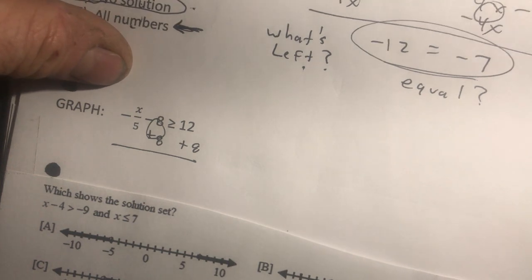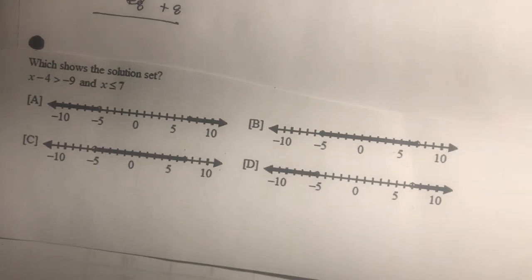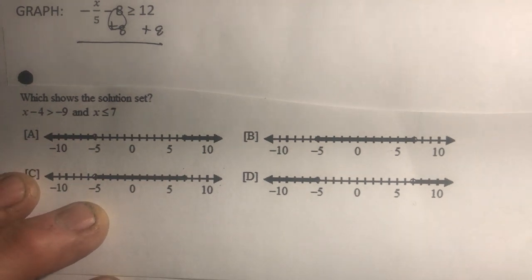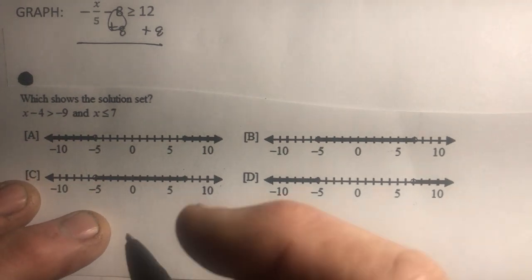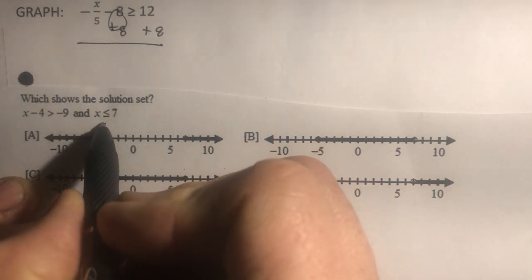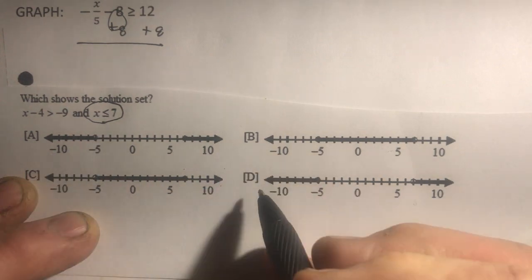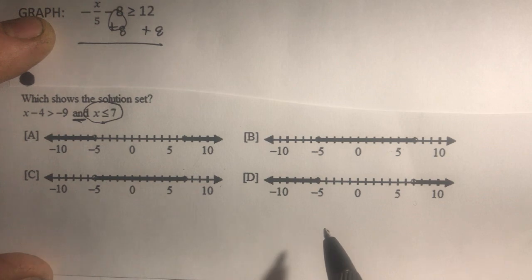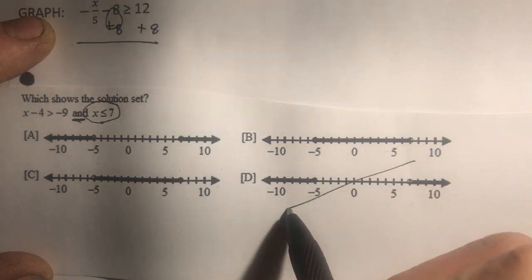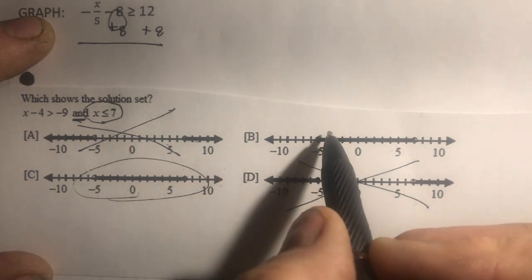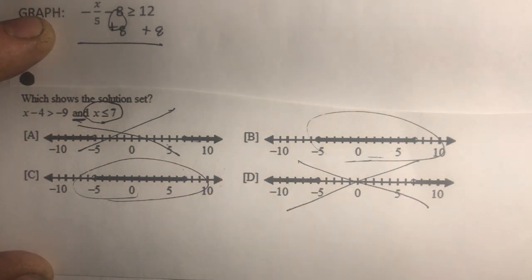Now let's go to this next one. This one has multiple choice, which shows the solution set here. Right there we got x is less than or equal to 7. If I look at that and see how this says and, that tells me they're going to connect. So this one here is wrong and this one here is wrong because they don't connect. It's going to be one of these two that connect between these two values because the word says and.